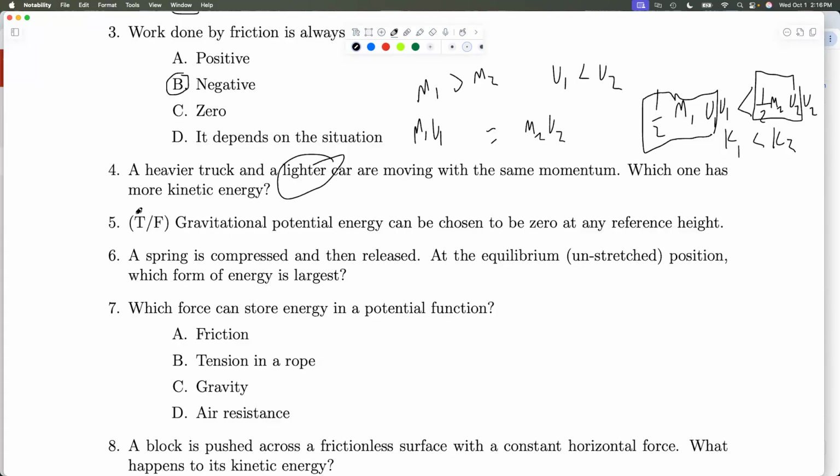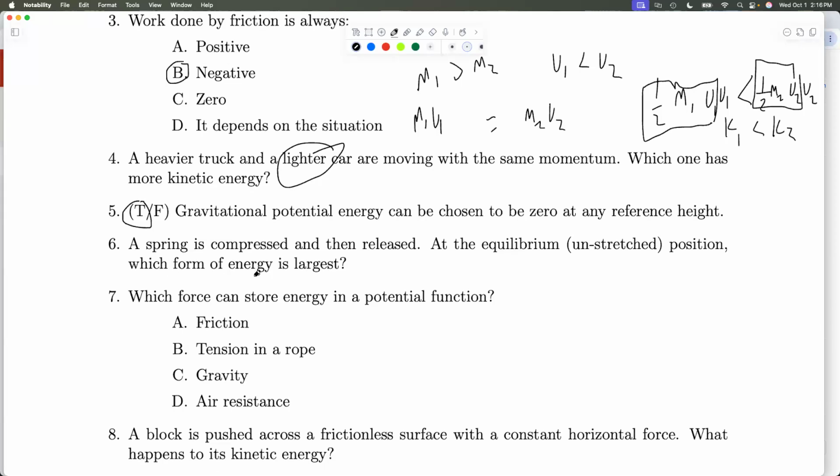Gravitational potential energy can be chosen to be zero anywhere. That is true. Okay, here's the key. You want to draw out the energy diagram. Anytime you're dealing with a spring, draw out the energy diagram. So here's negative A, here's positive A. I'm graphing the potential energy. This is U of x.